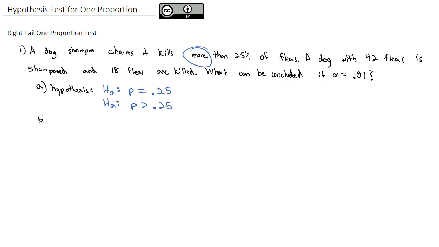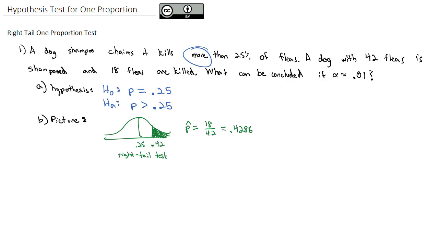And so as our next step, as we try and draw a picture of what is going on, we'll have our normal distribution with the mean of 0.25 that was claimed in the middle. But this time, we want a right tail test because we're going to try and prove that it's greater. We have a right tail test. And if we want to know exactly what that proportion is at the edge, we can find p hat from our sample. Let's go ahead and find it now. 18 out of 42 fleas were killed. That comes out to be about 0.4286. So that's the edge of this shaded region, 0.4286.